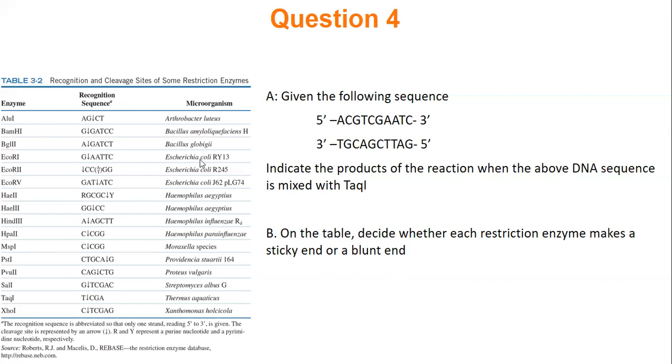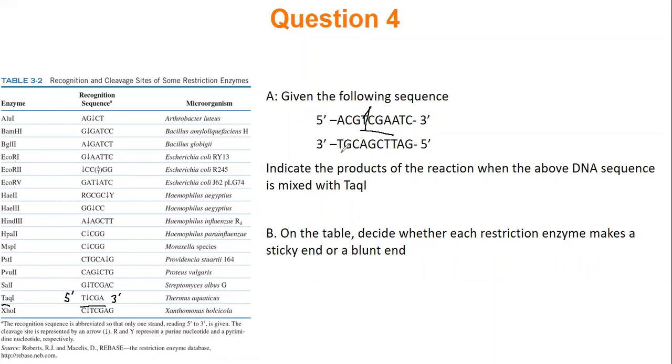All right, so let's go through this. So 4A, we're cutting this with TAC1. We go to our table, TAC1 is looking for the sequence TCGA. And this arrow says we're going to cut between the T and the C. One thing to note about this is that it always cuts 5' to 3'. So we're looking for 5' to 3' TCGA. There it is. So we're going to make a cut right there.